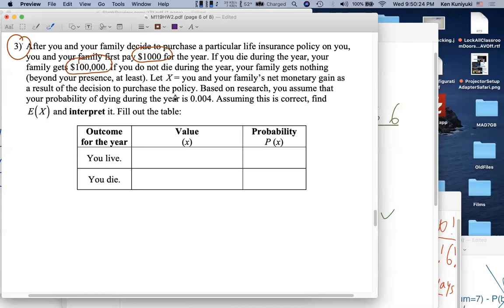So what are the values here? If you live, your family doesn't get anything. They don't get a check from the company, but you still had to pay the $1,000 premium. So 0 minus 1,000 is going to be negative $1,000.